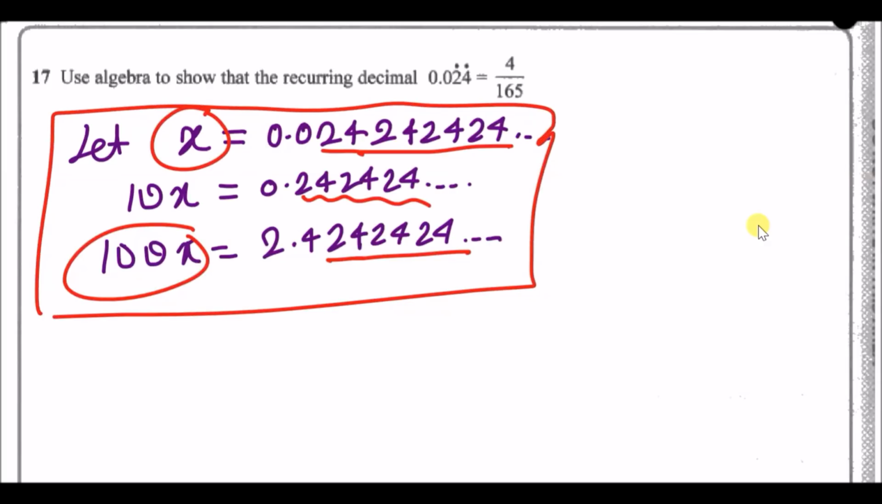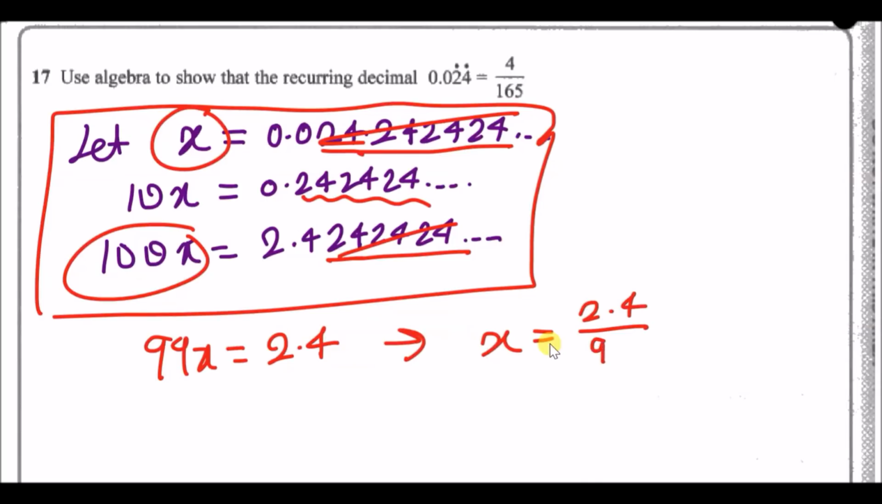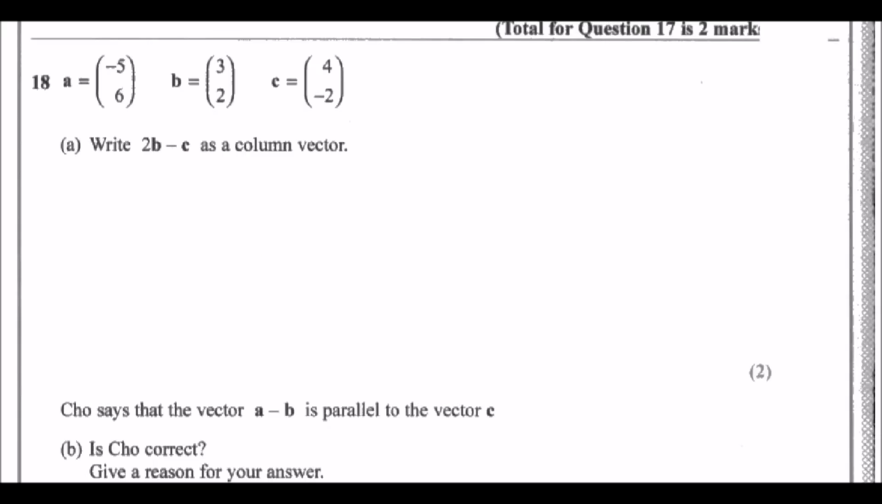So we say, all right, 100x take away x is 99x. And then in subtracting these long extended decimals, you'll realize that all of these will cancel out. All you're left with is 2.4 take away 0, which is 2.4. Yeah, we're pretty much done here. And then you just solve for x by dividing by 99. So x equals 2.4 over 99. And just to be sure we're right, put it in your calculator and you should get an answer of exactly 4 over 165. So that's really it. Alright, number 18.